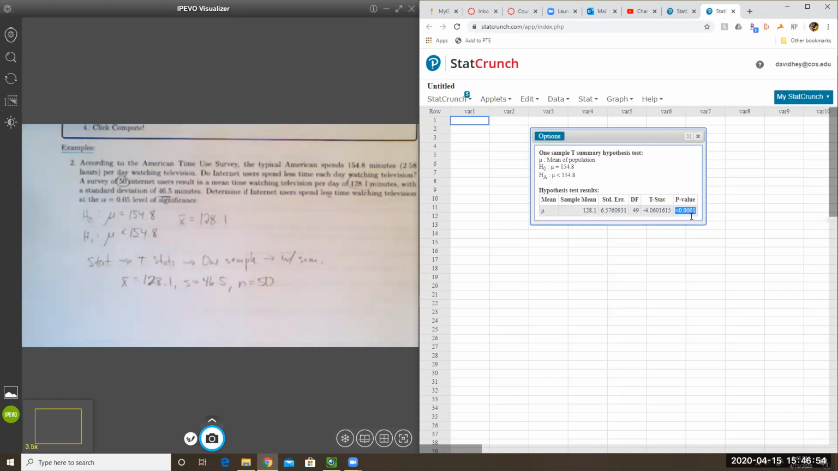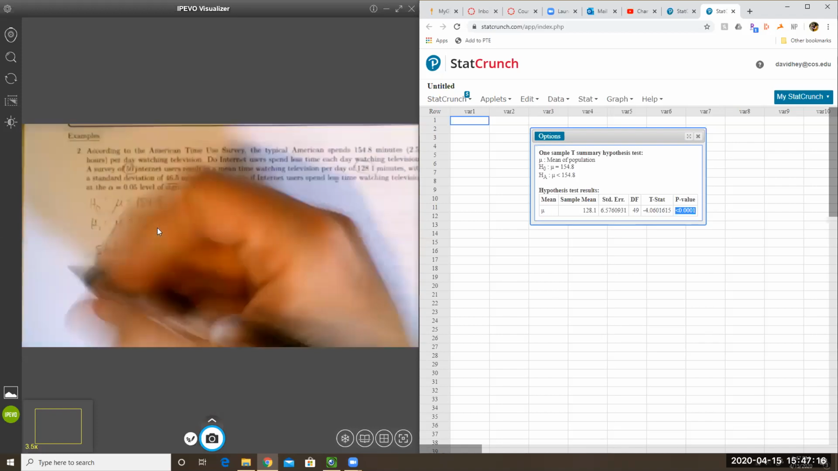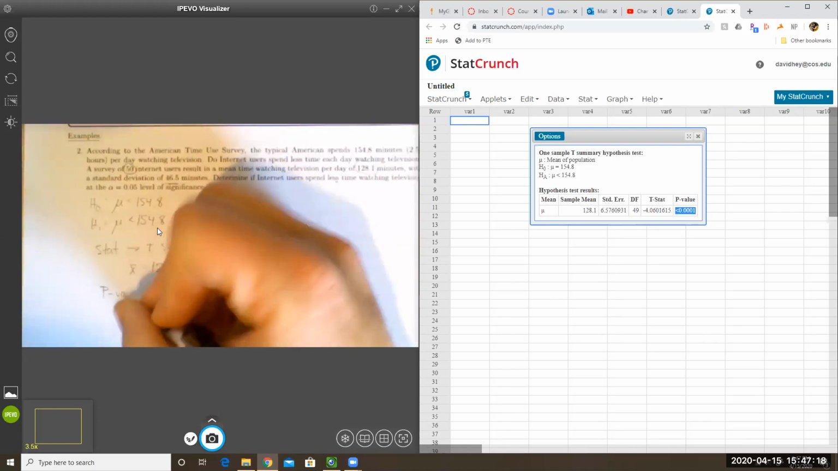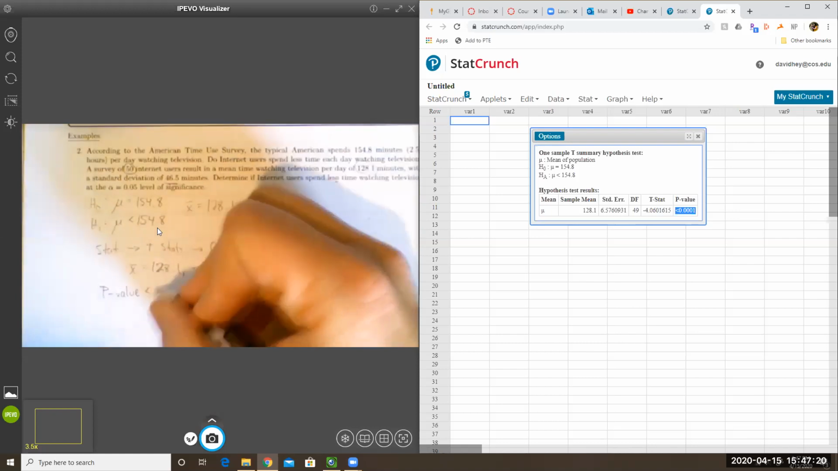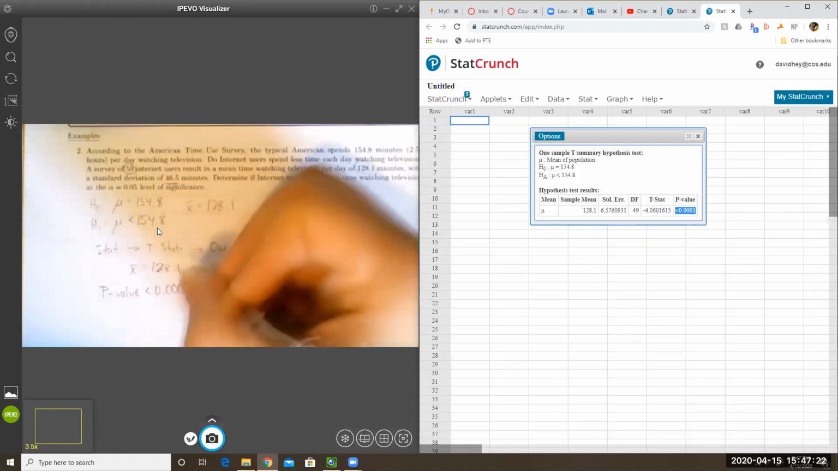And yes, right, our p-value is tiny. In other words, the probability that we would get this if this were true is practically 0. That tells us that our assumption must be wrong, so we reject it. So our p-value is less than 0.0001.